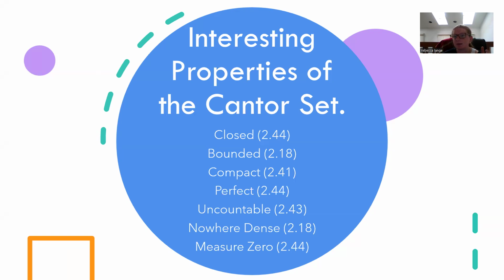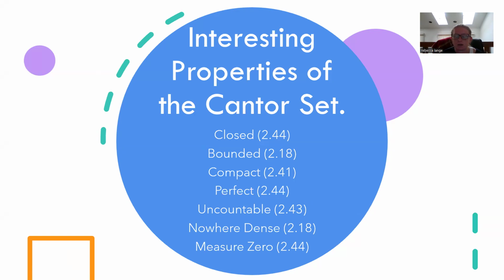It's bounded. So it's bounded by 0 and 1, right? It's in the interval from 0 to 1. That's kind of a given. It's compact. So remember, if it's closed and bounded, it's compact. It's perfect. There's a great proof in the book. All of these are different. This is where you can find this information in the book, so please reference that as you go through. So it's perfect. That proof is really interesting, worth looking at.